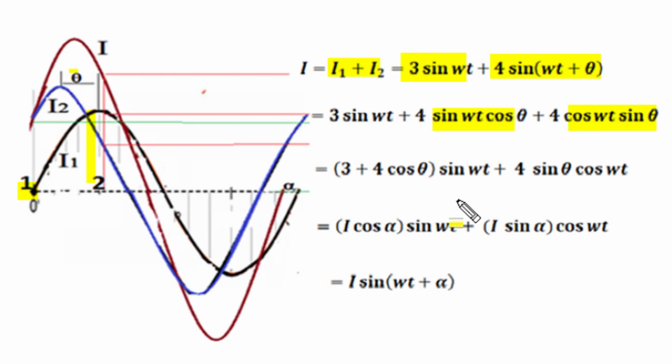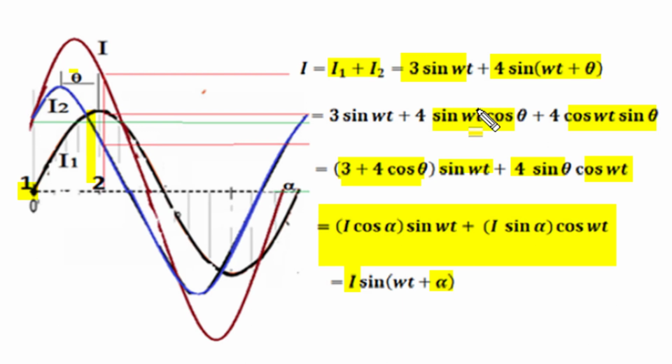Now we can sum up the terms of sin omega t as 3 plus 4 cos theta, and the term of cos omega t becomes 4 sin theta. When we use the sin(c plus d) formula, this summation 3 plus 4 cos theta can be treated as I cos alpha, and this 4 sin theta can be treated as I sin alpha. For a given value of theta, we can find the magnitude of I and the value of alpha with this trigonometric identity.